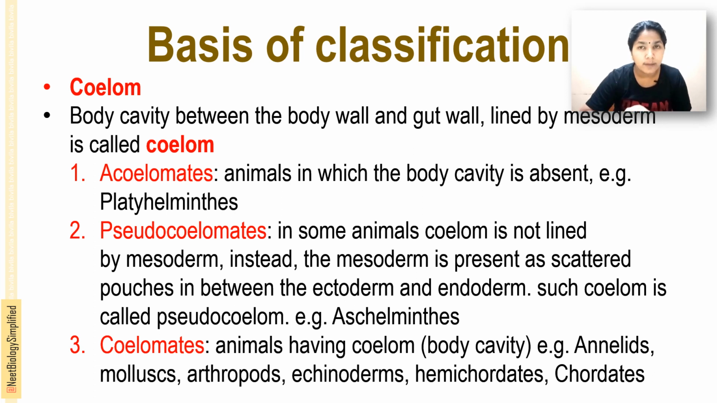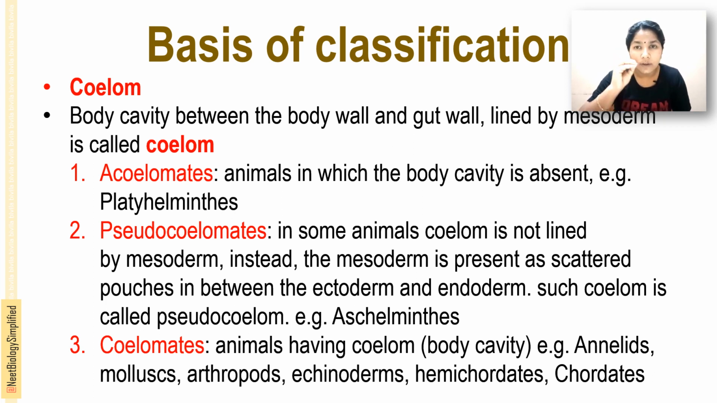Pseudocoelom means in some animals the coelom is not lined by the mesoderm. Instead, this mesoderm is present as scattered pouches or rings between the ectoderm and endoderm. Such a coelom is called the pseudocoelom, and the animals that possess the pseudocoelom are called pseudocoelomates. Example, Aschelminthes. So, these are the three types into which animals are classified based on the presence or absence of the coelom. What is the coelom? The body cavity between the body wall and the gut, that is lined by the mesoderm, is called a coelom.